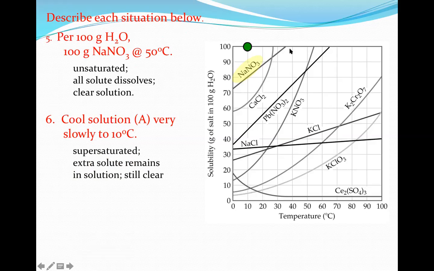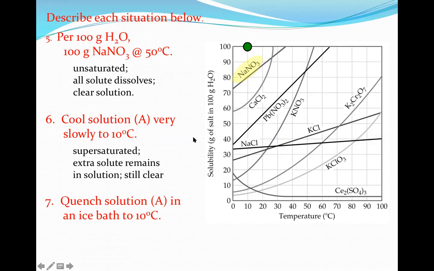What is fine for a high temperature is not going to be fine for a low temperature, okay? Since we cooled it down very slowly and we were very delicate with it, that extra solute is gonna stay in solution and still be clear. However, it is very delicate, so we don't want to agitate it very much, or else it might end up falling out of solution.